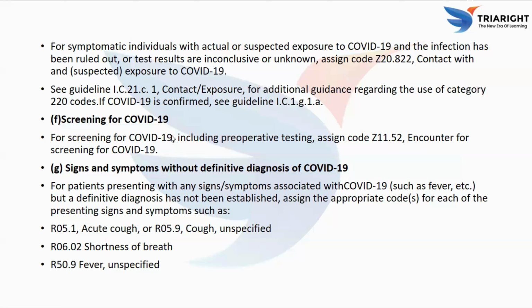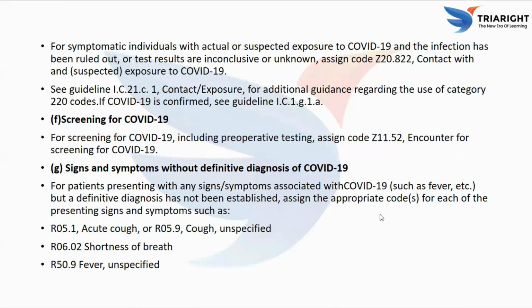The next guideline is screening for COVID-19. Screening means no symptoms, no exposure, but being tested as a routine process. Examples are pre-operative testing, employment screening, travel screening, and hospital admission screening. You have to use code Z11.52, encounter for screening for COVID-19. Screening is not equal to a suspected case. It is just testing as a routine check.